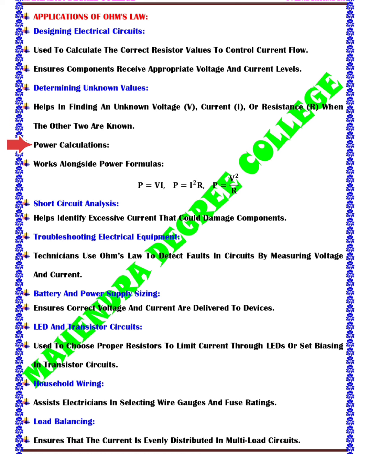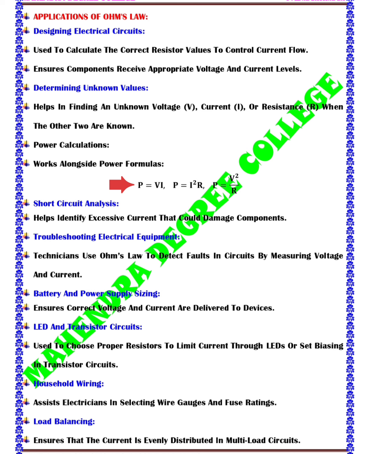Third one, power calculations. Ohm's law can be used to calculate power in an electrical circuit. Power P in watts can be determined using the following formulas. First one, P equals VI. Second one, P equals I squared R. Third one, P equals V squared divided by R, where I is current in amperes, V is voltage in volts, and R is resistance in ohms.